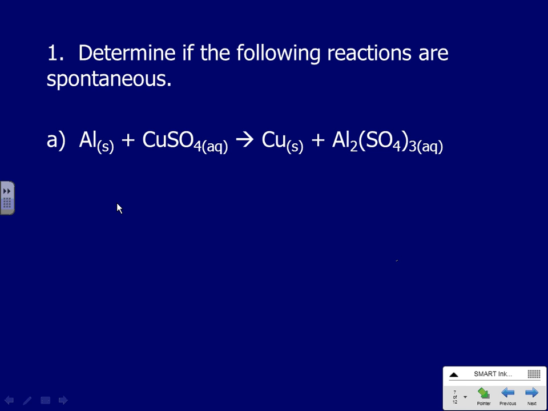Now notice in these questions, I'm not asking in the end for a balanced chemical equation. I'm not concerned about it being balanced. I'm just concerned about whether it's spontaneous or not, all right? So I'm not going to bother balancing this equation. We don't need to worry about that. So what's the spectator ion in this particular substance?